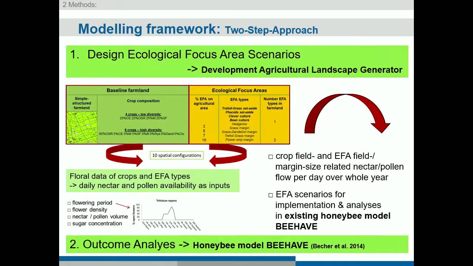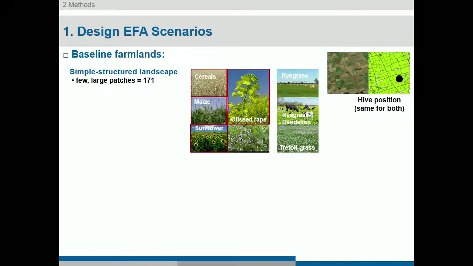In the second step, the ecological focus area scenarios are implemented and analyzed in an existing honeybee simulation model. This is called BEEHAVE. I will tell you something about this in 2 minutes.